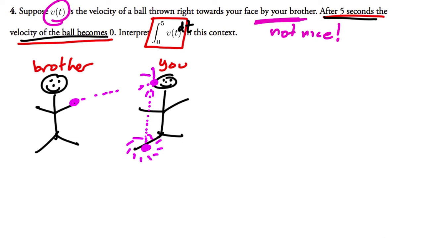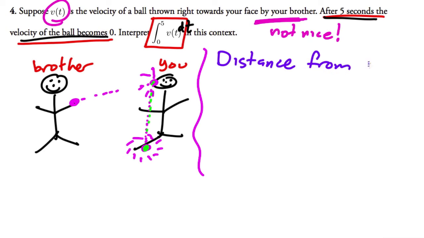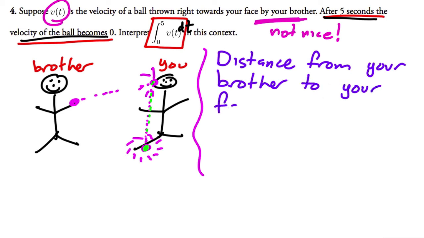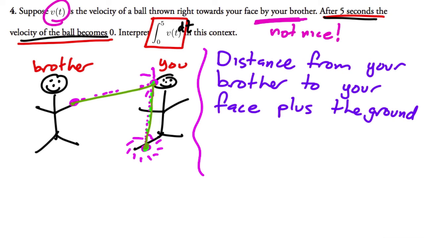So the integral from 0 to 5 of V of t represents, since it's telling you that the velocity of the ball becomes 0: when it hits you, the velocity isn't really quite 0 yet. Then it has to come down here and fall, and it goes with some velocity there, and then it stops. Since V of t is the velocity, this represents the distance from your brother to your face plus the ground. Basically, the ball goes this much distance and then comes down this much distance, and then the velocity becomes 0. That's what that integral measures.